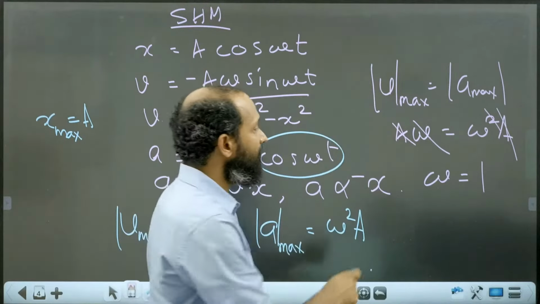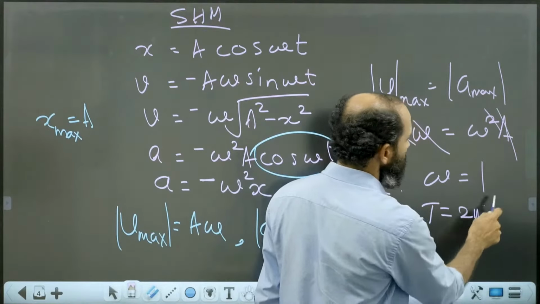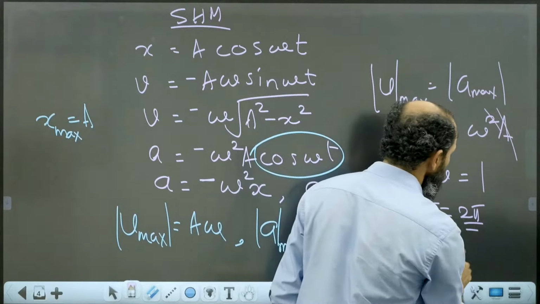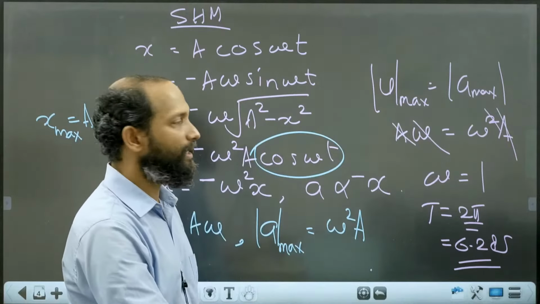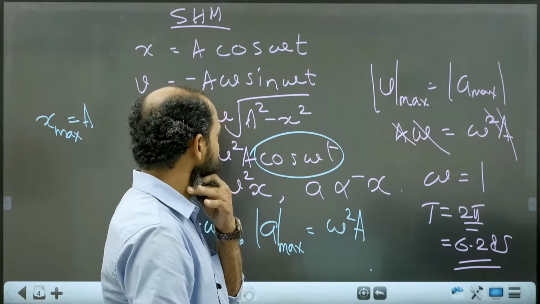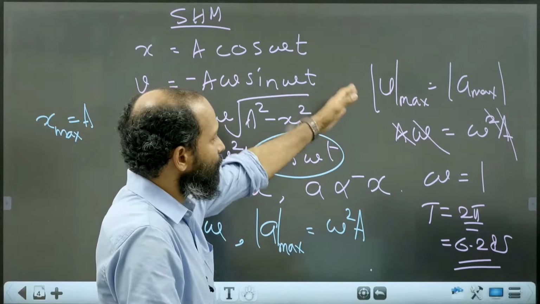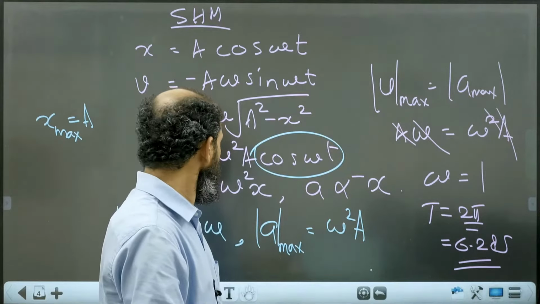What do you mean by that? Omega is 1 radian per second. That is, the time period 2 pi by omega is 2 pi by 1, that is 2 pi seconds, that is 6.28 seconds. So the periodic time is 6.28 seconds. Okay, that's simple harmonic motion. This is one of the popular exercises that have been asked so far.